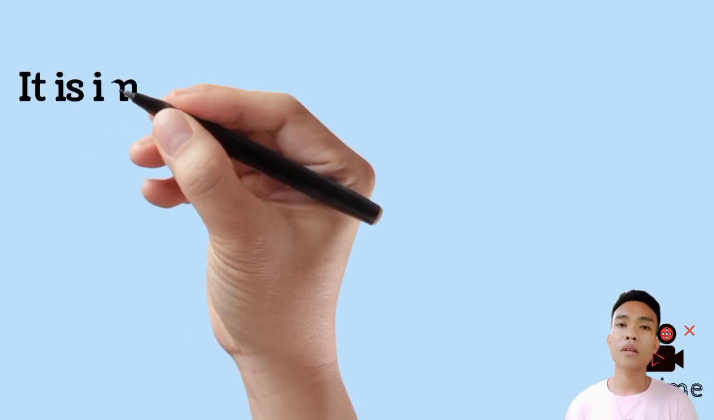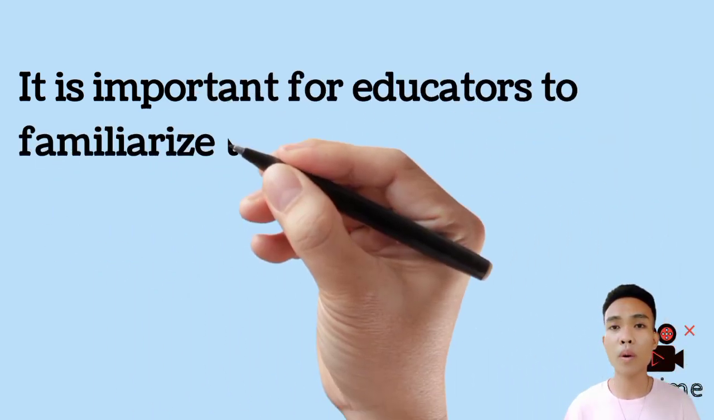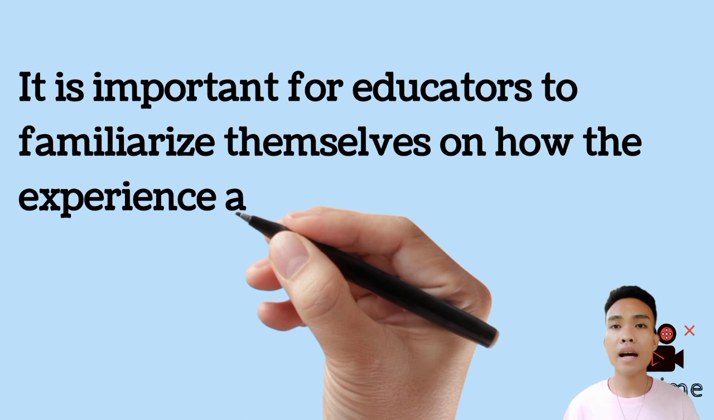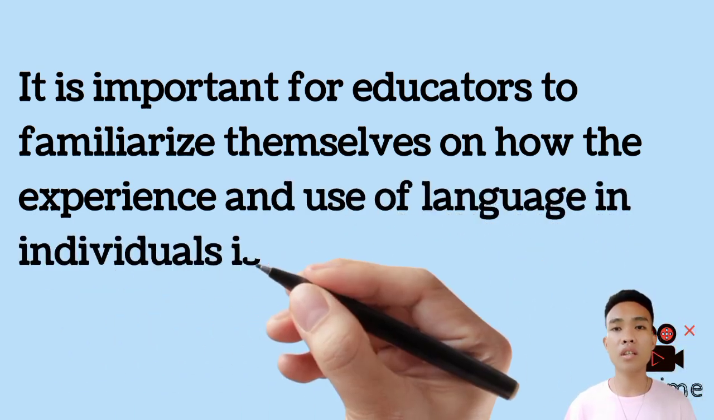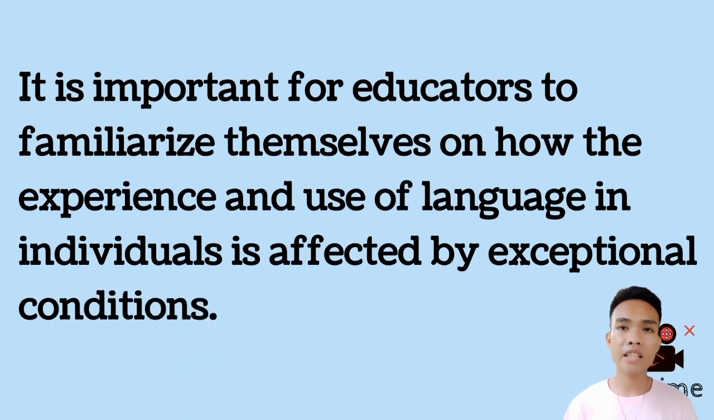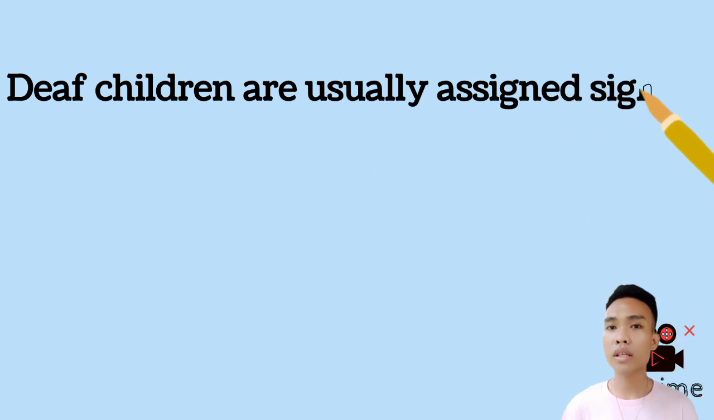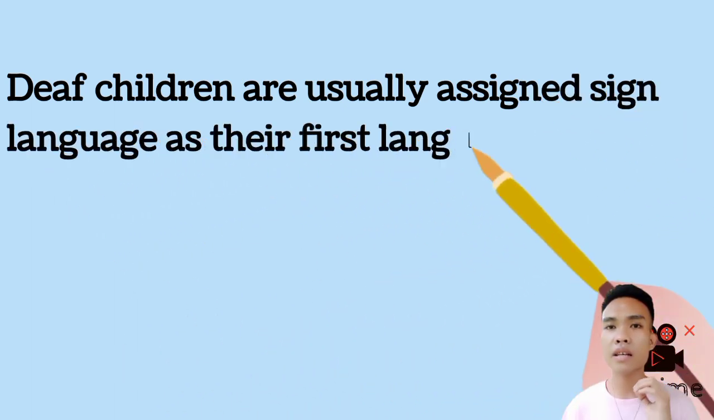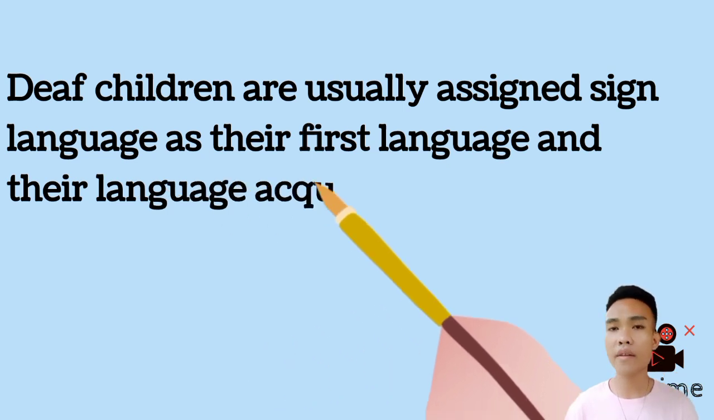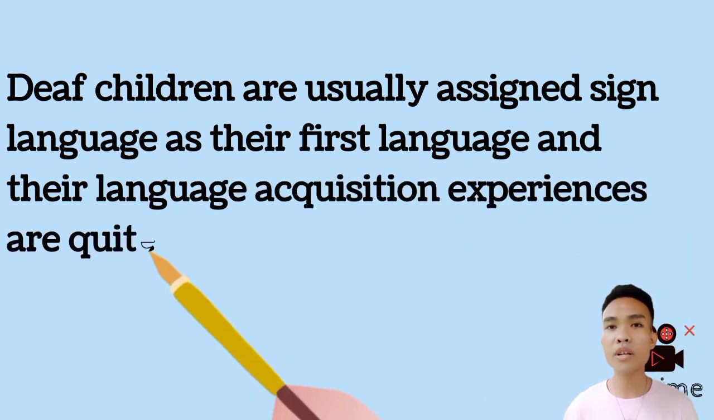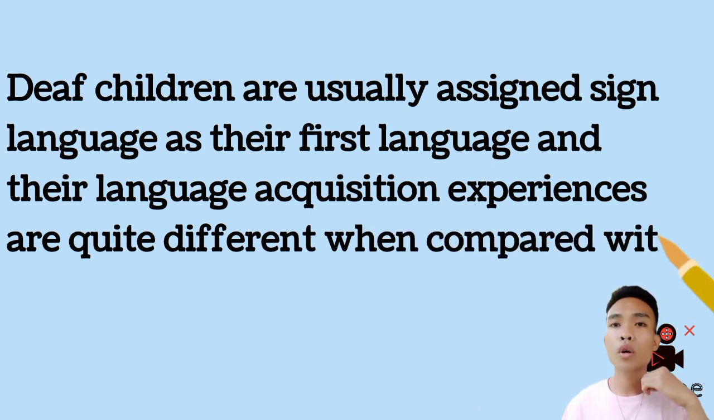Therefore, any variation in environmental conditions or physical status has a significant impact on adequate language development. Then, it is important for educators to familiarize themselves with how the experience and use of language in individuals is affected by exceptional conditions. For instance, deaf children are usually assigned sign language as their first language, and their language acquisition experiences are quite different when compared with those children who can hear.